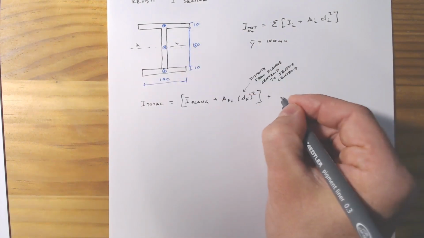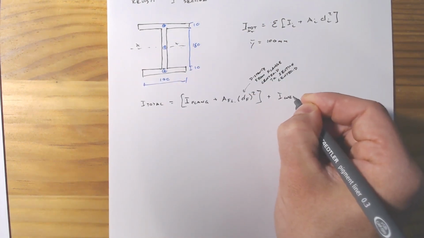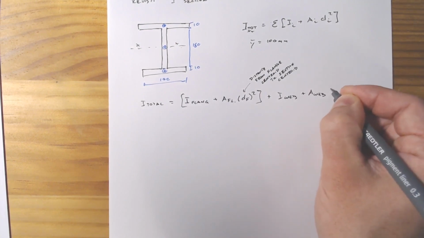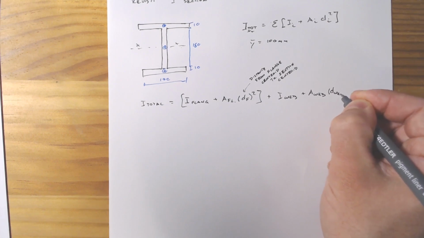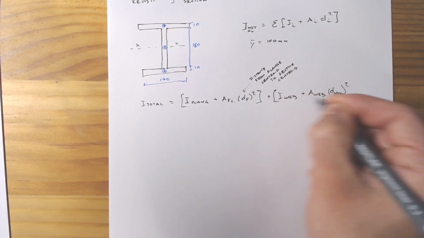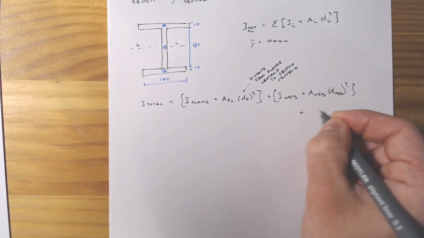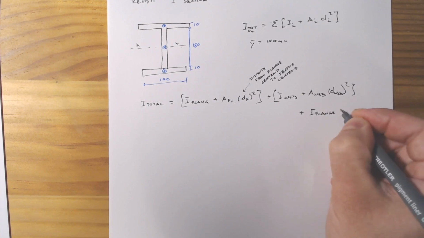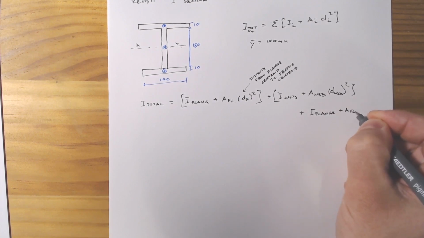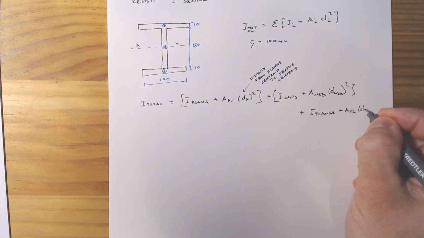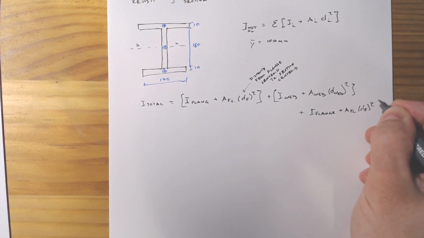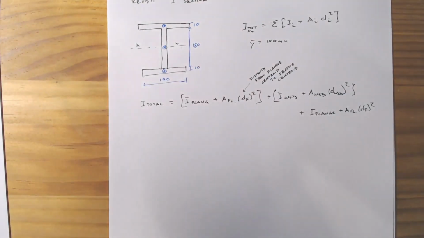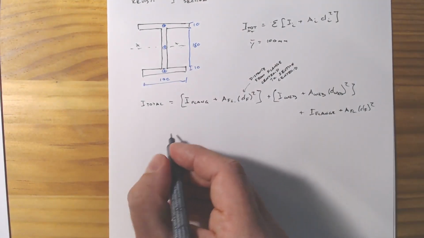And then we're going to do the same thing for the web. So I web plus A web d web squared, and plus I flange plus A flange d flange squared. Because these are symmetric, we can just multiply this by 2, but let's work out these pieces.